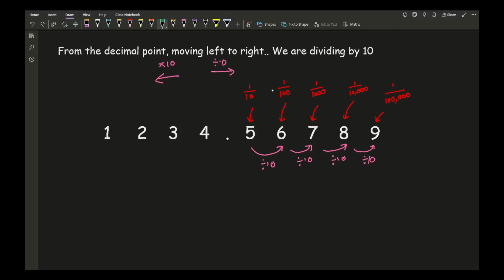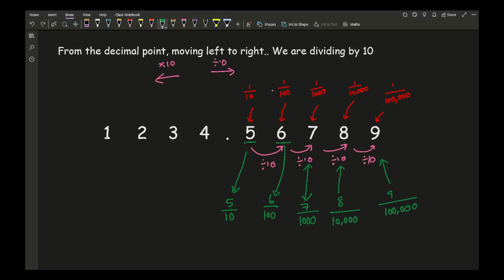So a similar question as answered before: if I want to represent 5, what does that 5 represent, or what is it as a fraction? That would be 5, and then it would be tenths. What does this 6 represent? Well, this 6 represents 6 100ths. This 7 represents 7 1,000ths. This 8 represents 8 10,000ths. And this 9 represents 9 100,000ths.